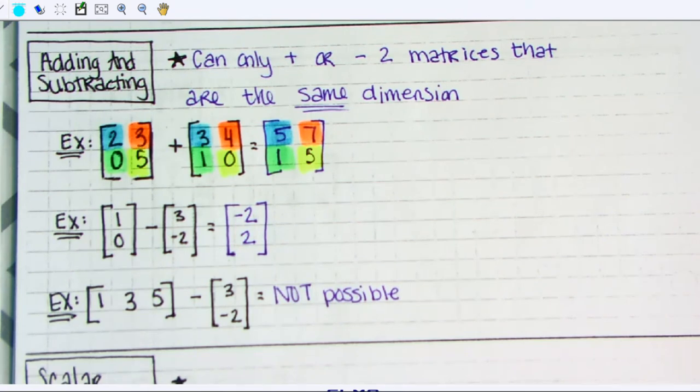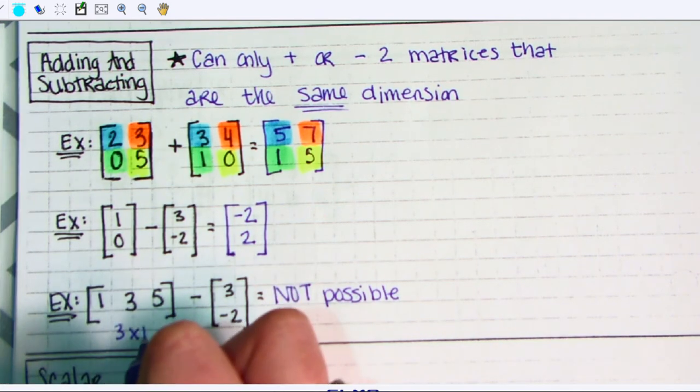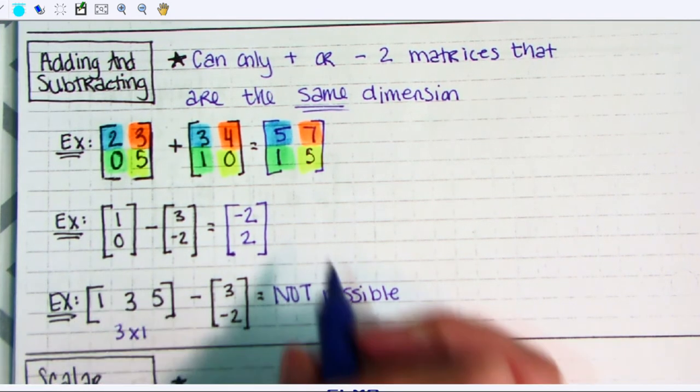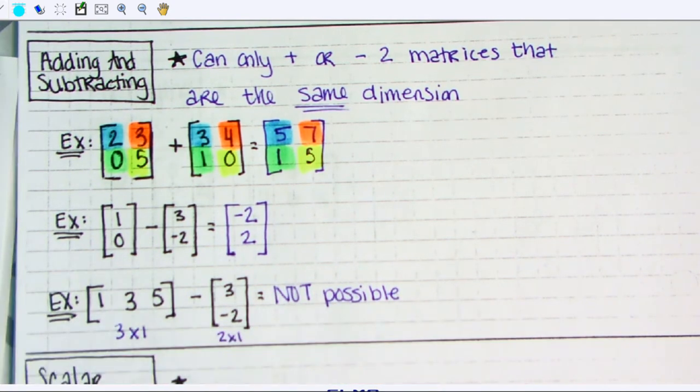Don't be afraid to pick that answer choice if they're the wrong dimensions. Also, if you're doing this in your calculator, it will tell you not possible because the dimensions are wrong. So this dimension is 3 by 1, 1 row, 3 columns, and this one is 2 by 1. Those dimensions don't match. It's not possible to do. So adding and subtracting, those are the ones that I would just do by hand, unless there's a lot of matrices that you're adding and you can get confused.